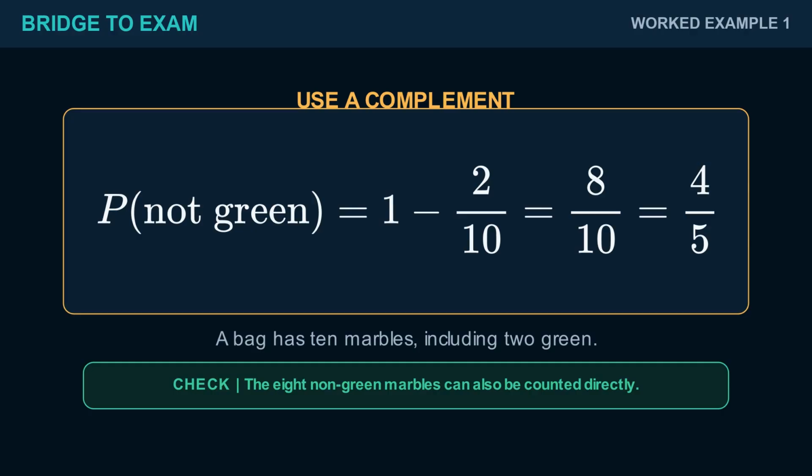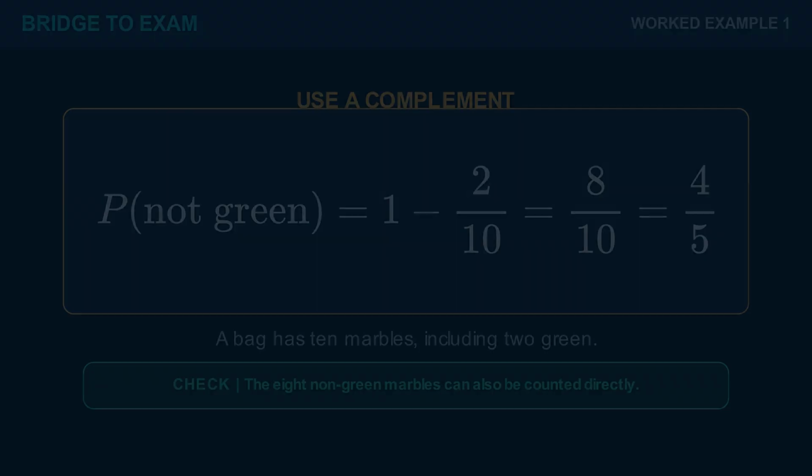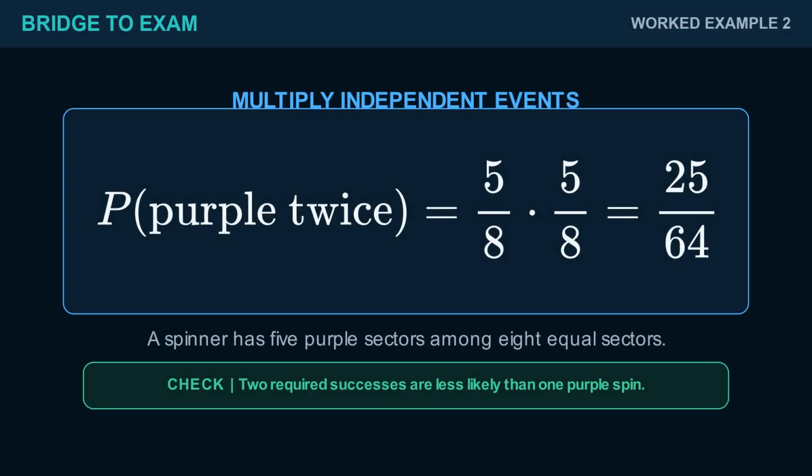Worked Example 1. A bag has 10 marbles, including 2 green. The probability of not green is the complement of 2/10. 1 minus 2/10 is 8/10, or 4/5. Check. The 8 non-green marbles can also be counted directly.